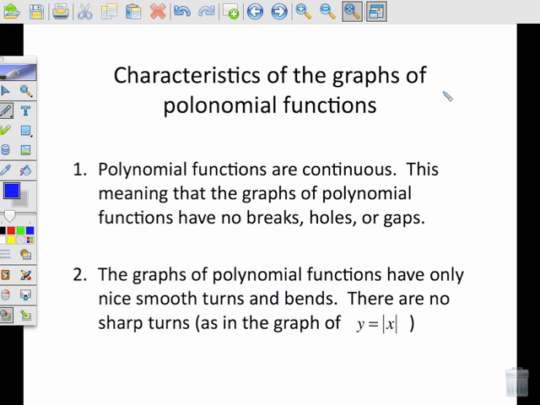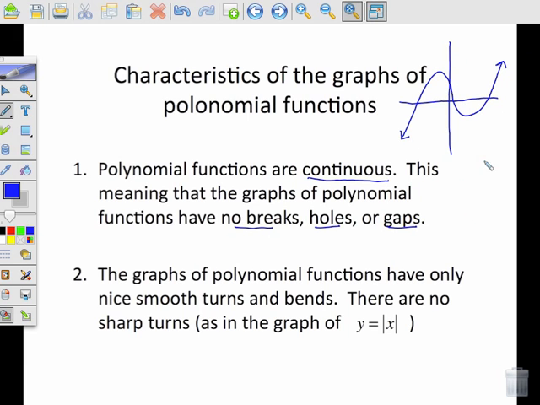Characteristics of the graphs of the polynomial function. Polynomial functions are continuous. This means that the graphs of polynomial functions have no breaks or holes or gaps. This is an example of a polynomial function, just by looking at it you know it's continuous. It goes on forever and the domain would be all reals. So that's a continuous graph.